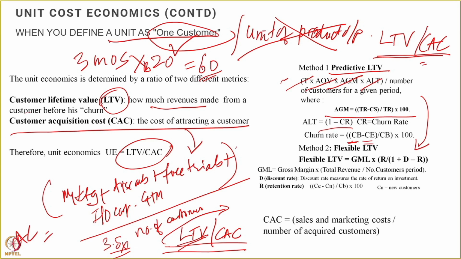We use an approach called the flexible lifetime value approach, which is the gross margin leverage multiplied by the retention rate, which is discounted using an effective discount. The gross margin is multiplied by total revenue divided by the number of customers in that period. That's GML, which is multiplied again by the retention rate, which we have actually defined here as ALT, and divided by a discount rate, which is 1 plus D minus R.